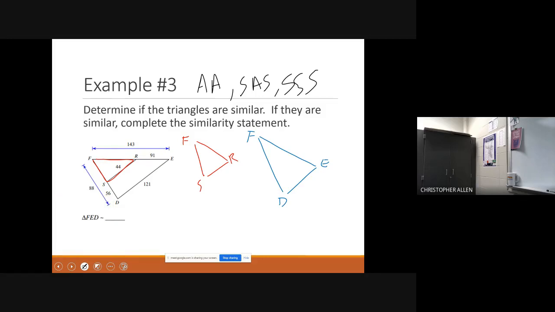Now, obviously, this side here is 44. I mean, it says it's 44 right there, right? And obviously, this is 121, so that's easy enough. And I can see that FD is 88, and then that FE is 143. So I've got all three sides of that triangle, so that's great.